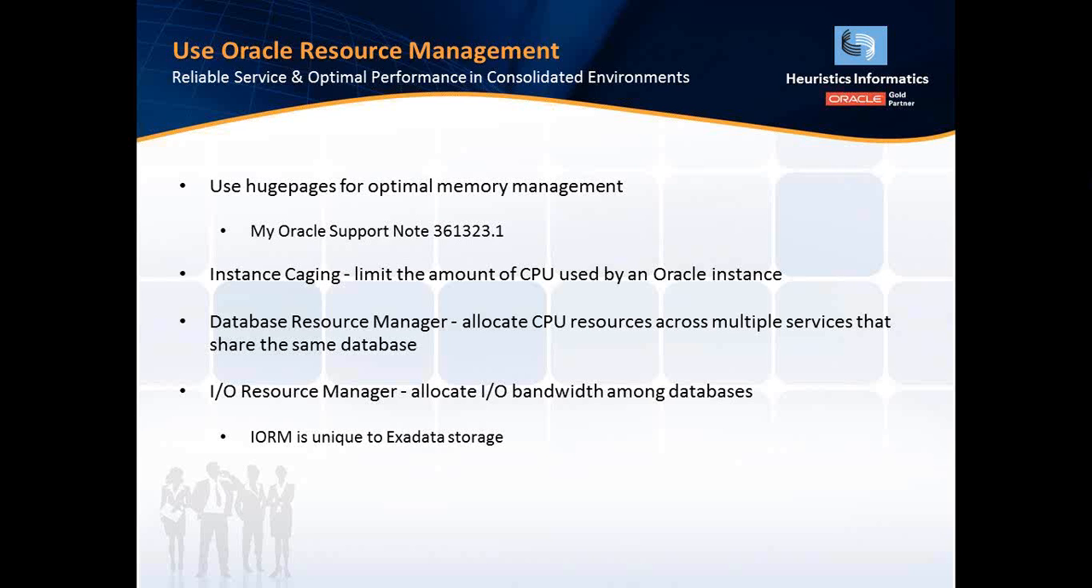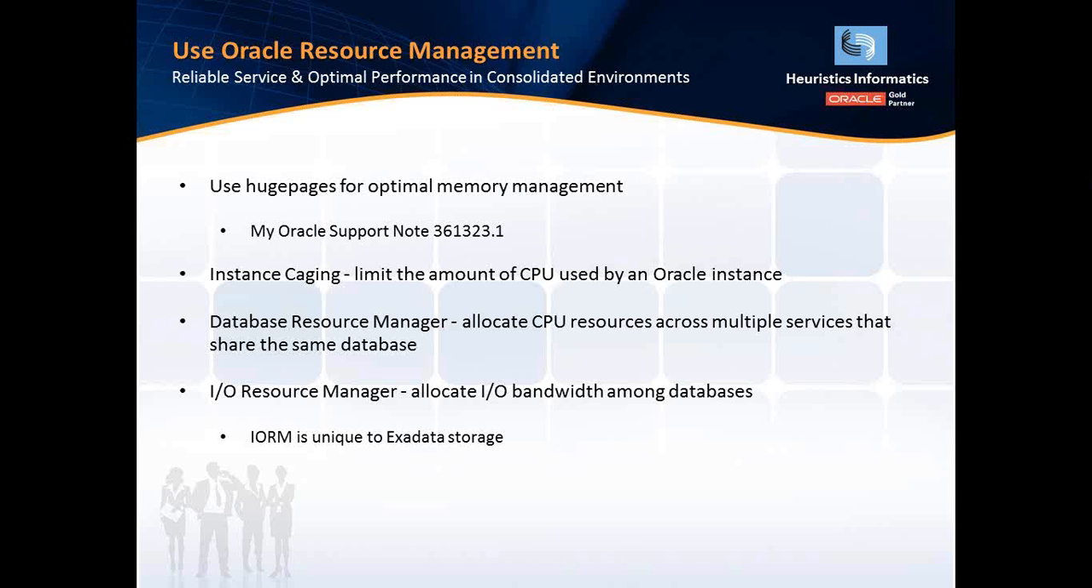Instance caging, on the other hand, as I was telling you earlier, we can limit the amount of CPUs that are used by an Oracle instance. So that allows you to run mixed workloads on the Oracle Exadata Database Machine. The database resource manager is for you to be able to allocate CPU resources across multiple services. So instance caging will allow you to allocate CPUs across multiple databases or multiple instances, and the DBRM will allow you to further allocate those CPU resources across multiple services that might be running in the same database.